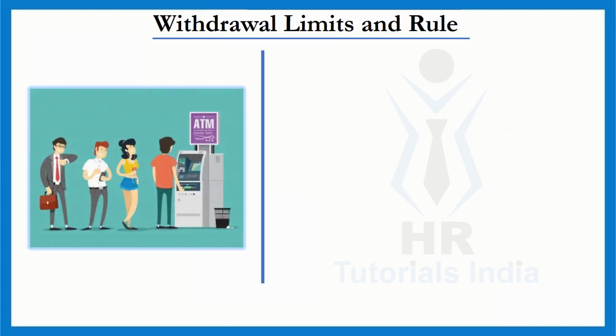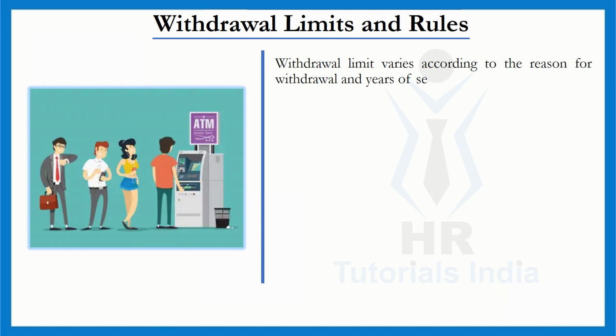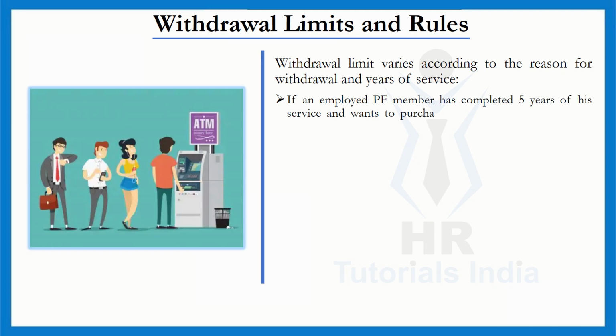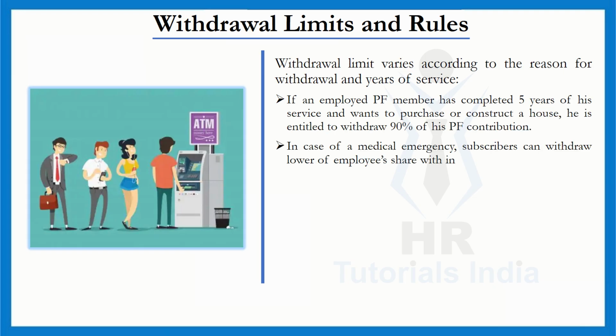Now let's understand the withdrawal limits and rules under EPFO 3.0. The amount you can withdraw depends upon the reason for withdrawal and your years of service. If a PF member has completed 5 years of service and wants to purchase or construct a house, they can withdraw up to 90% of their PF contribution. In case of a medical emergency, members can withdraw the lower of the employee's share with interest or 6 months of basic wages and DA with interest.